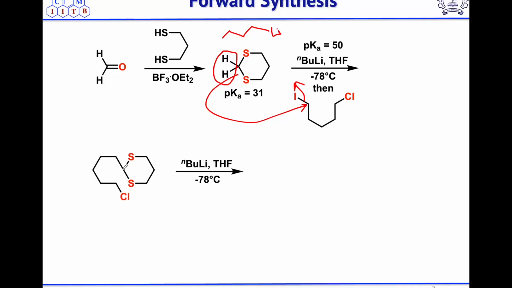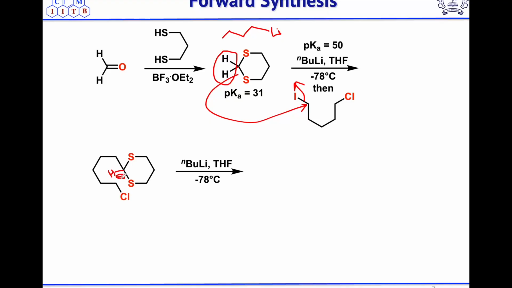Now another proton is still remaining, and we can easily abstract it using n-butyllithium again. So we add n-butyllithium to this compound in THF. THF is a solvent, an ether, tetrahydrofuran. If you add n-butyllithium into this compound, it will again abstract this proton and generate this carbanion.